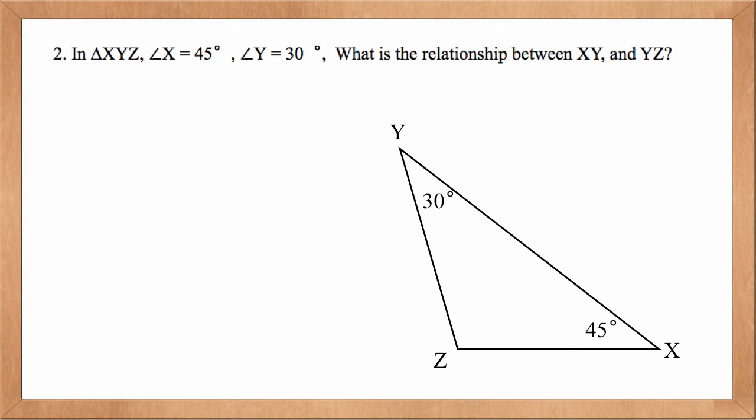Well, XY is the opposite side to angle Z, and angle Z is the largest angle. So that means that XY has to be the largest side. So we conclude that XY is greater than YZ. And that right there is the relationship between segment XY and segment YZ. Remember, it's two letters, XY, so it's a segment, it's a side. It's not an angle.